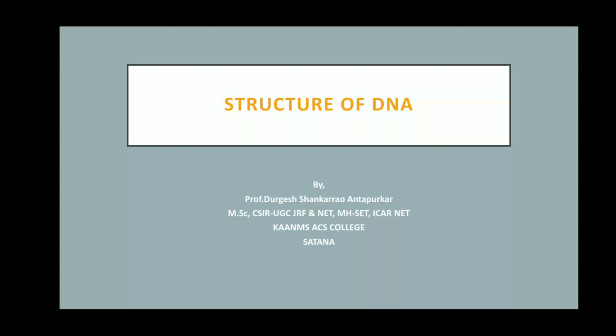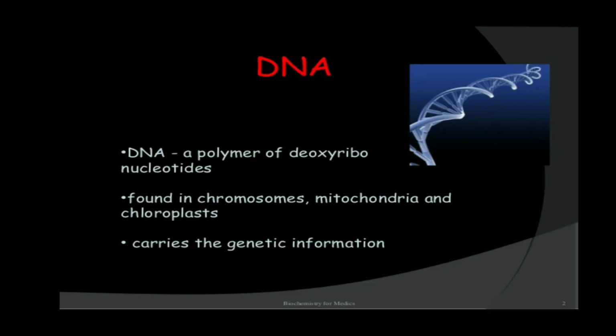So DNA is deoxyribose nucleic acid. It's a genetic material present in most living organisms. DNA is a polymer of deoxyribose nucleic acid, found in the chromosomes as well as the mitochondrial DNA and the chloroplast DNA also. They carry the genetic information that is transferred from one generation to the next generation.